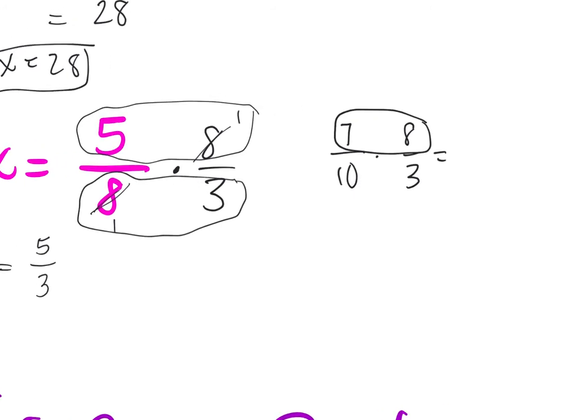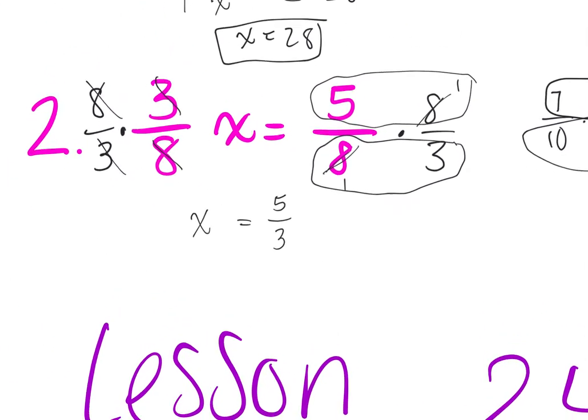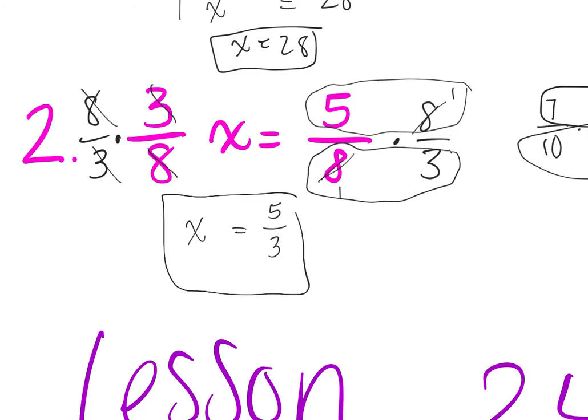So 7 times 8 is what? 56. Thank you. My brain is shot. And 3 times 10? 30. Okay? And then you would have to simplify this, right? They're both even, so you could take out a 2, and so on and so forth, okay? All right. x is equal to 5 over 3. How many people got that one? Ayo, love to see it.